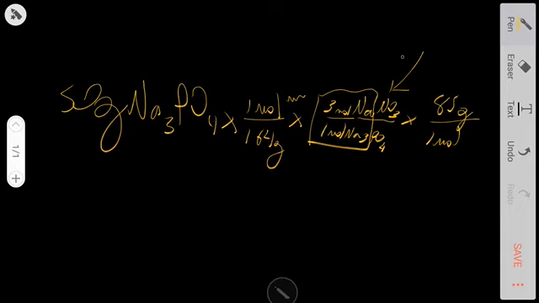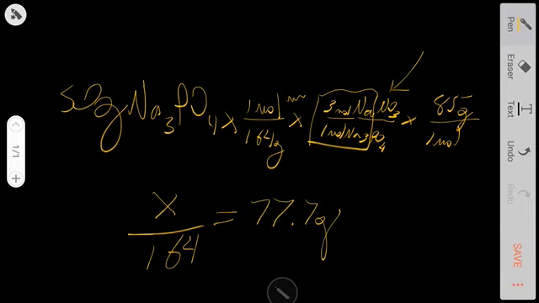Multiply across, you'll get 50. Once that goes away, 50 times 1 times 3 times 85. I'm going to put that as X. Divided by 164 times 1 times 1, that's 164, which will equal 77.7 grams of NaNO3. So now I've figured out everything that I could possibly make with both reactants, with the amounts I'm being given.